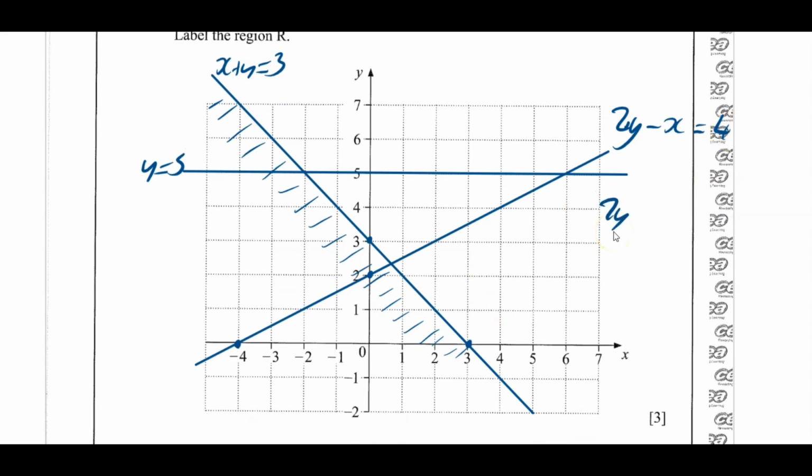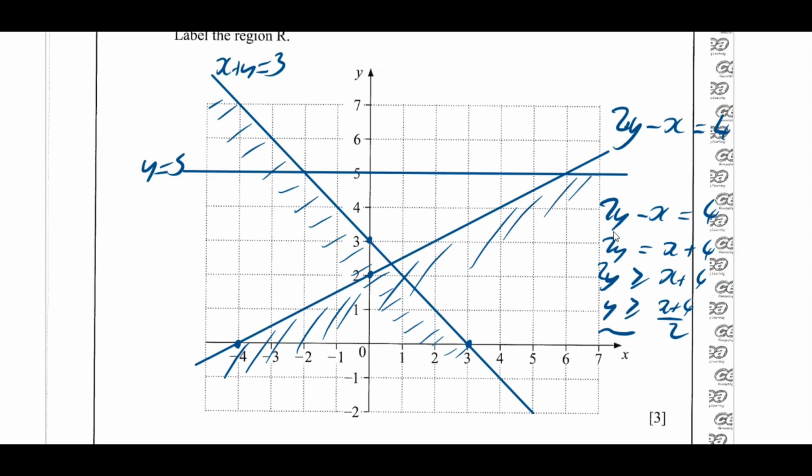The easy way of doing this is to rearrange it to make y the subject. So 2y minus x equals 4, then 2y equals x plus 4, and so 2y is greater than or equal to x plus 4, and we could say y is greater than or equal to x plus 4 over 2. If you get it in this form, where y is greater than something, then you want above the line. The region you want is above. Had it been a less than, then you would want below. So it's greater than, so it's above the line that we want.